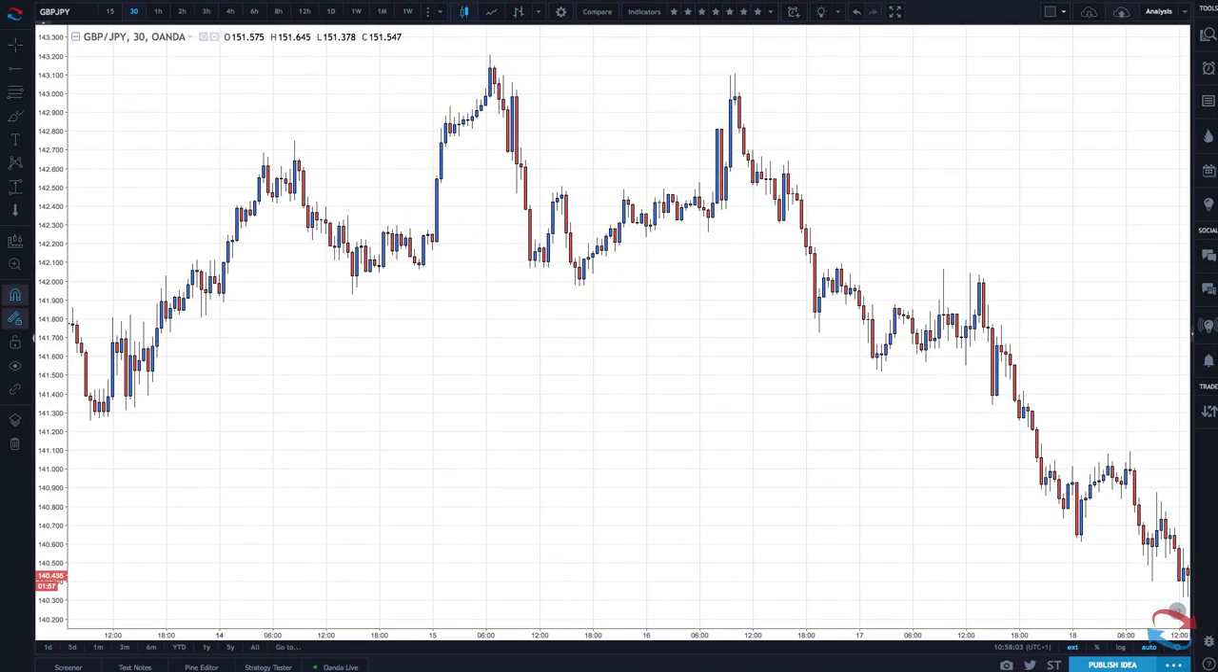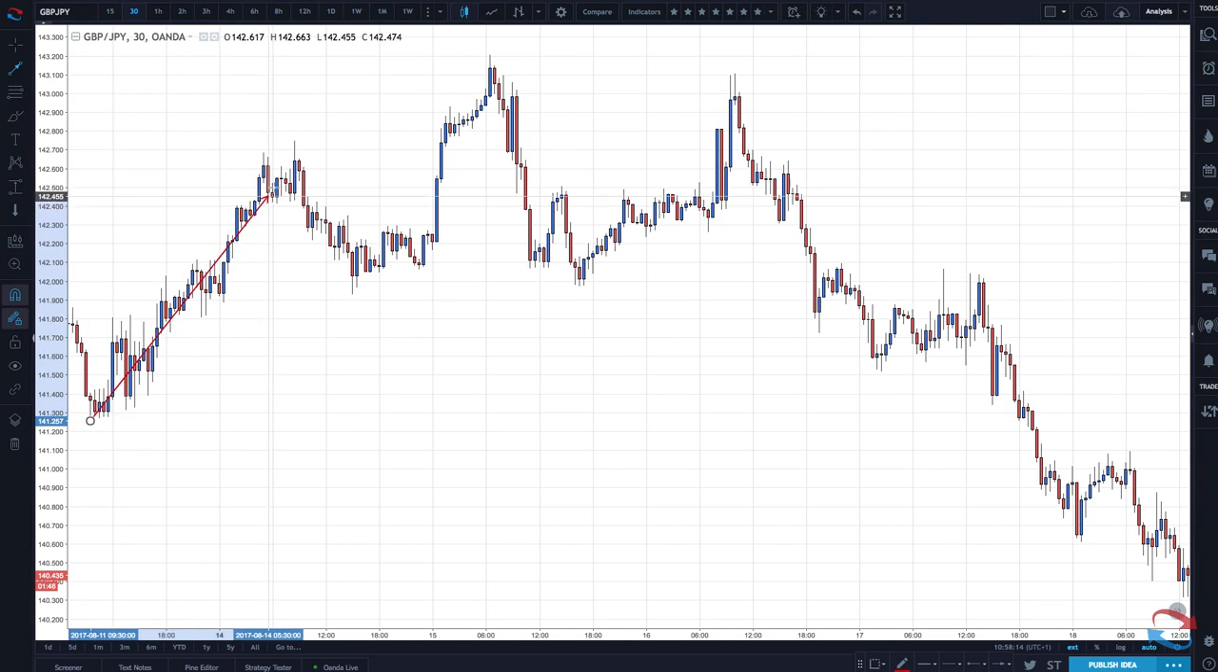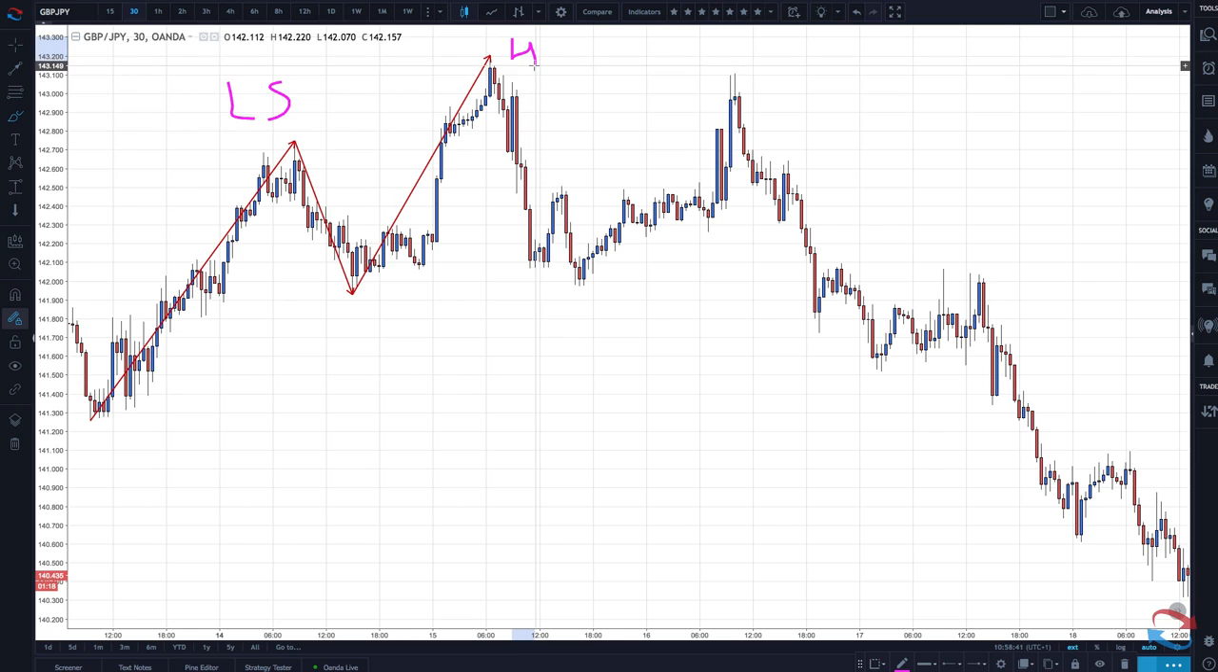So here we have the pound Japanese yen 30-minute currency pair chart, and we have a clear level, well, higher highs and higher lows being made. So we got a move up, we have a pullback, we have another move up, so that's your higher high. This would be considered your left shoulder. So let's delete that. So this would be the left shoulder. This would be considered the head.